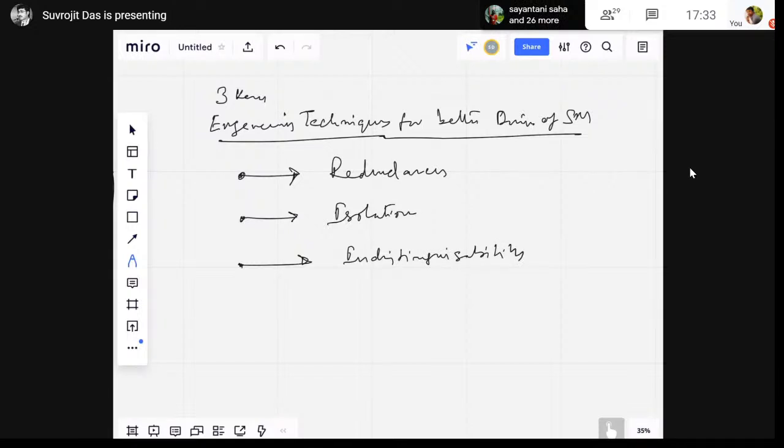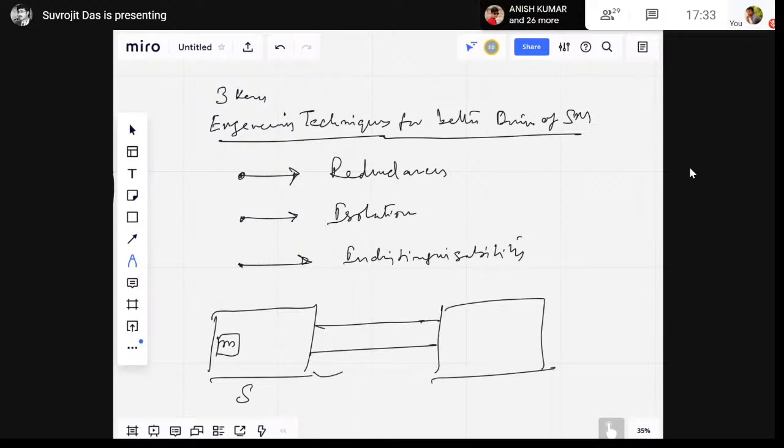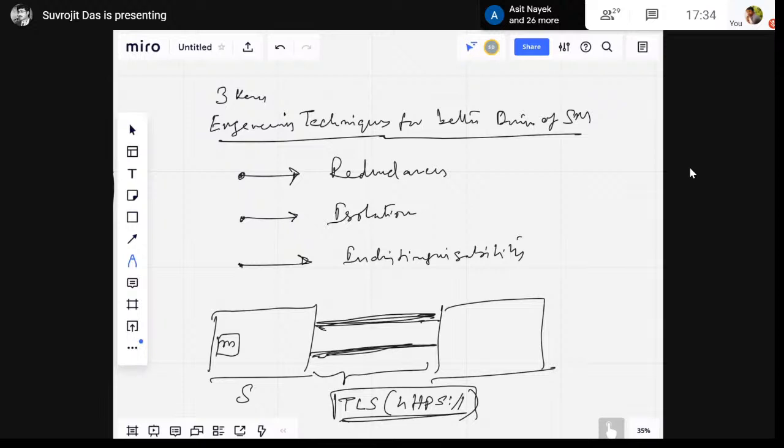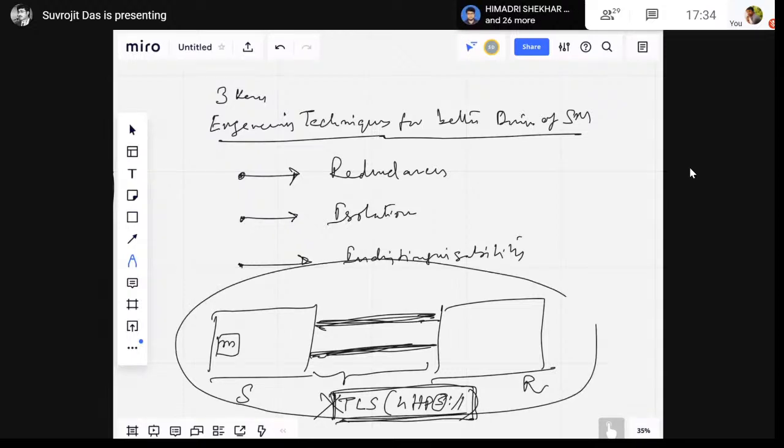And I took an example of a sender sending some message through an open channel that is subject to attack. This channel is not protected by transport layer security like the HTTPS protocol, right? The standard transport layer protocol that protects channels with security is called the transport layer protocol, and it is used with HTTPS sort of applications that you use in the web, right? So let this have no TLS and be an open channel, and you want to send a message M. The sender wants to send a message M to some receiver, right? Now you can think of this setting within your own standalone systems also.